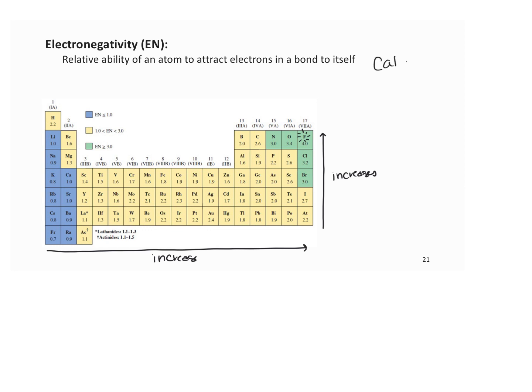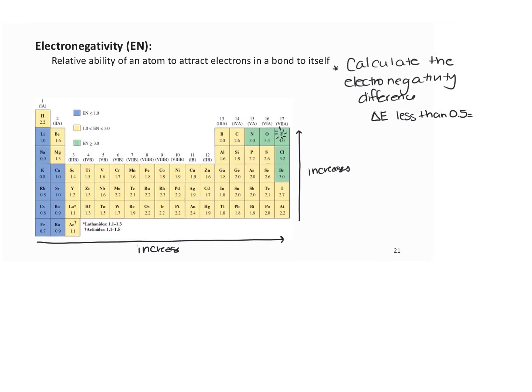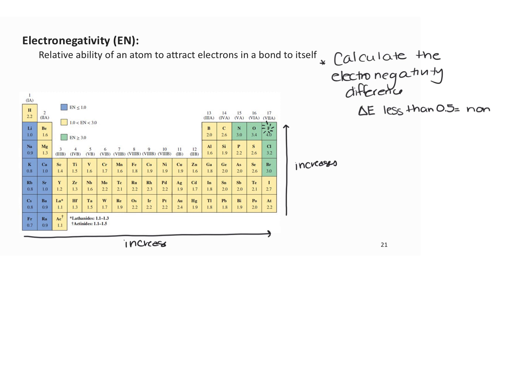So one way we can figure out if a bond is polar or nonpolar is to calculate the electronegativity difference. And let's figure out what the numbers mean. If the difference in electronegativity, which I'm going to represent with delta E, is less than 0.5, that bond is nonpolar.